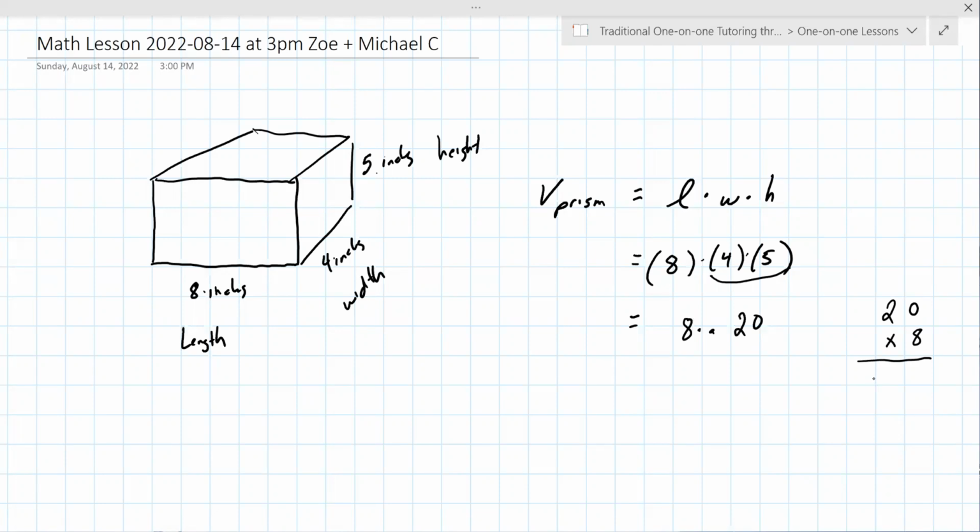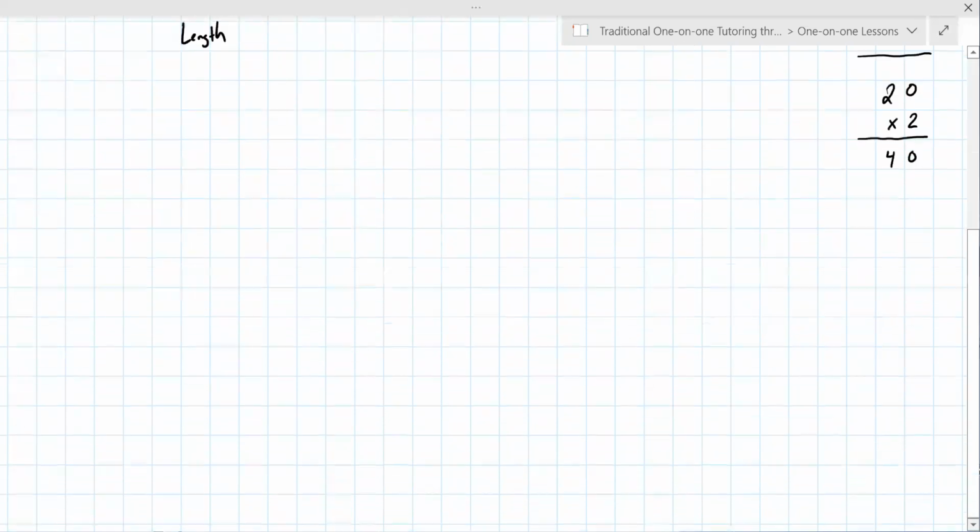Okay, what about 20 times 2? Yes, that's 40. So, okay, let me do this differently. Sorry. So let's do 2 times 8. Do you know that? That is 16, right? So when you put a 0 here, you just add a 0 down here.